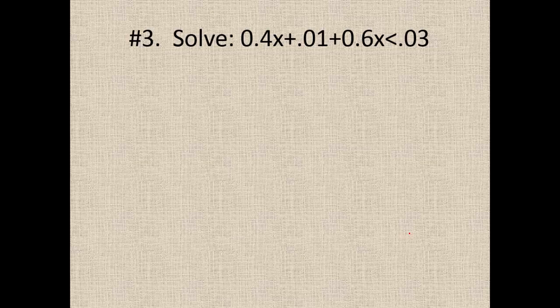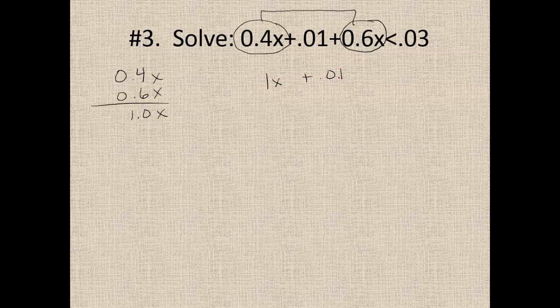Here's another problem. This one's also an inequality and it's got some decimal numbers in it, but we still follow the exact same strategies. So what you should notice is that we have two different terms with x in them on one side, and you want to combine those. So you just add 0.4x and 0.6x makes 1x. Okay? So I have 1x plus 0.01 is less than 0.03.